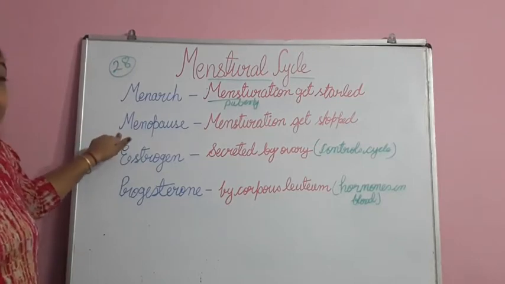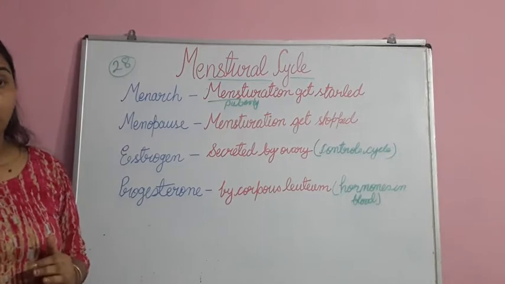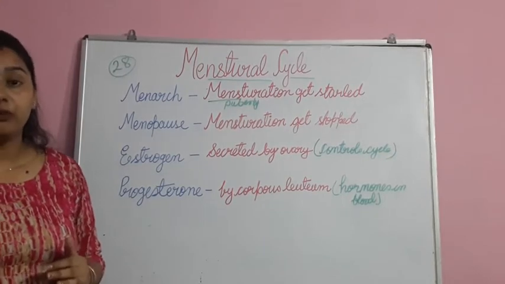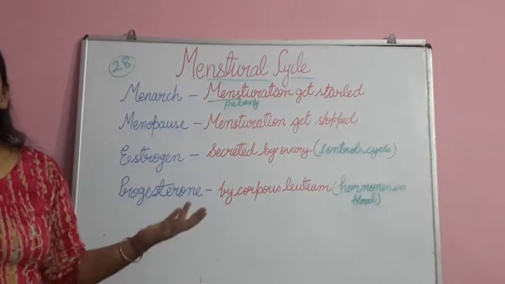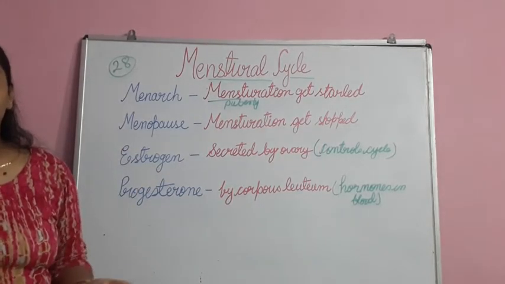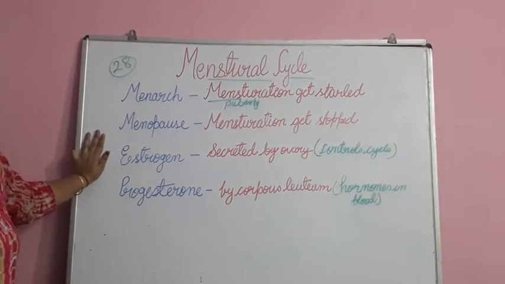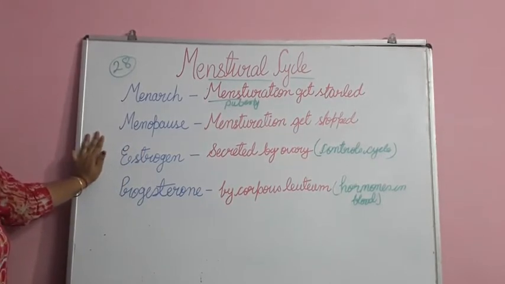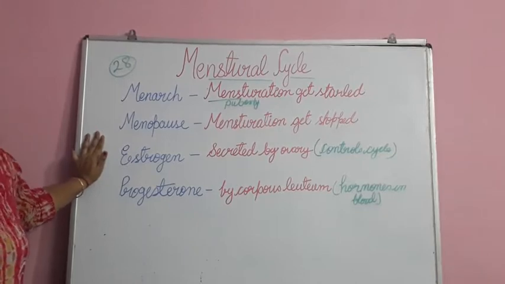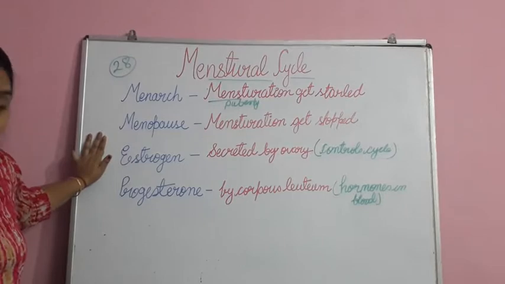The other word is menopause. Menopause means the last menstrual cycle which happens in a human female's life, maybe at 58, maybe 45, 48, 55, whatever age it can be. Generally it lasts up to the age of 45 to 50. So the last menstruation which happens is called menopause.